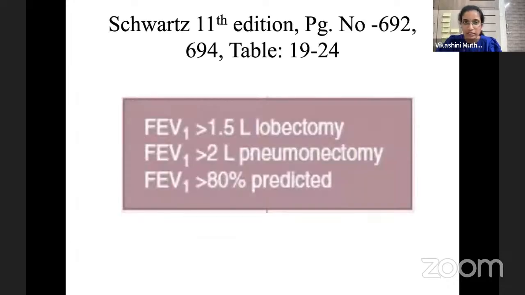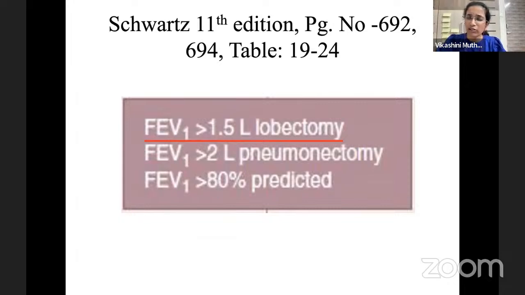For those who are not quite interested in CTS, I'll give you the direct answer. It's a direct statement from Schwartz 11th edition, pages 692 and 94, where it states that FEV1, which is forced expiratory volume in the first second, if more than 1.5 liters, then that patient should go for lobectomy. But if FEV1 is more than 2 liters, then you can very well consider that patient for removal of the entire lung, which is pneumonectomy. Basically, the FEV1 should be more than 80%.